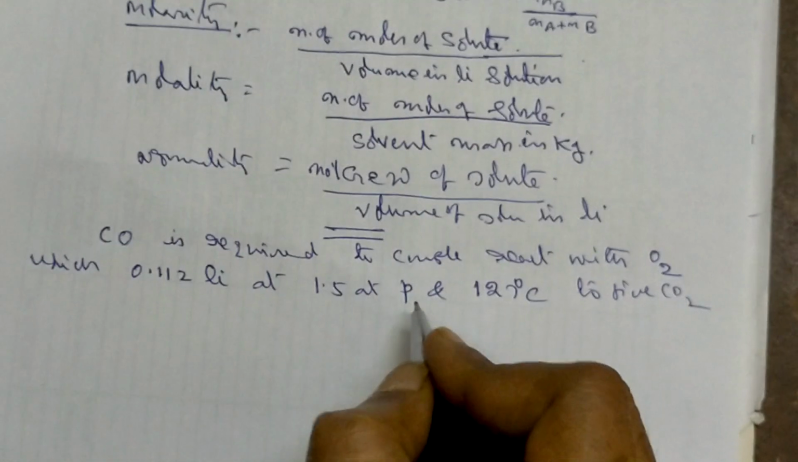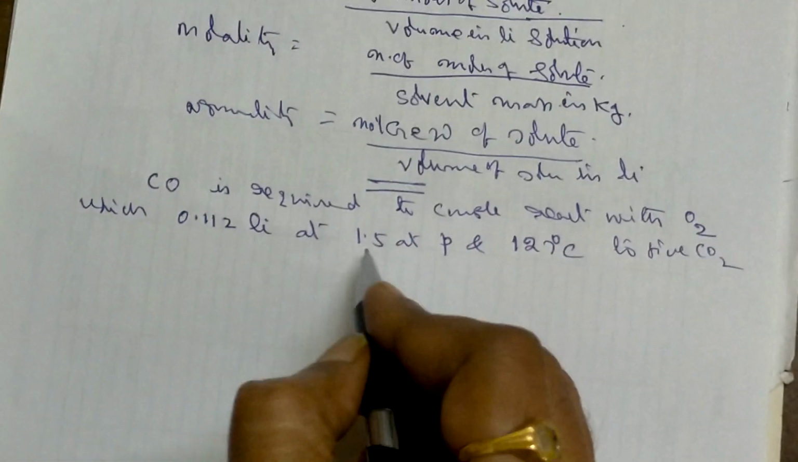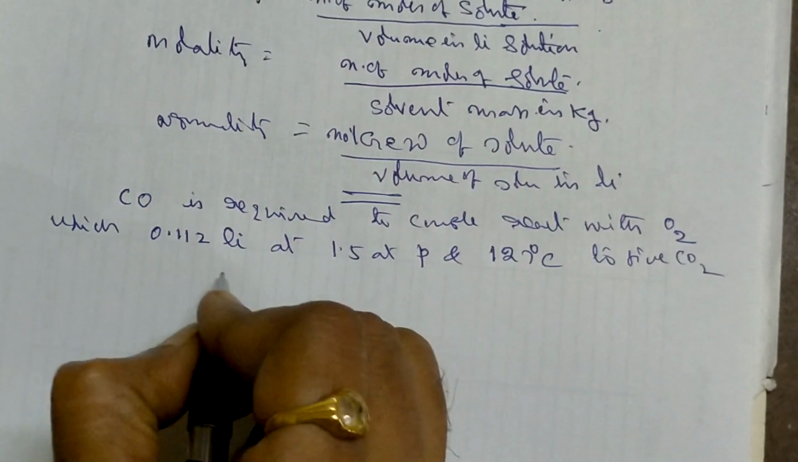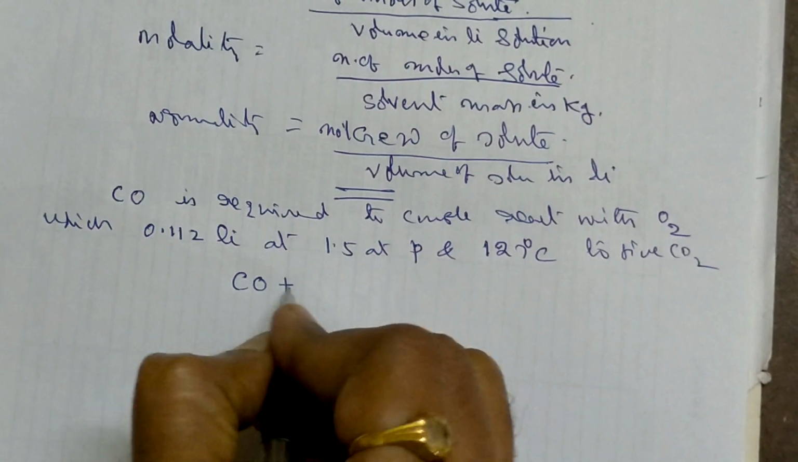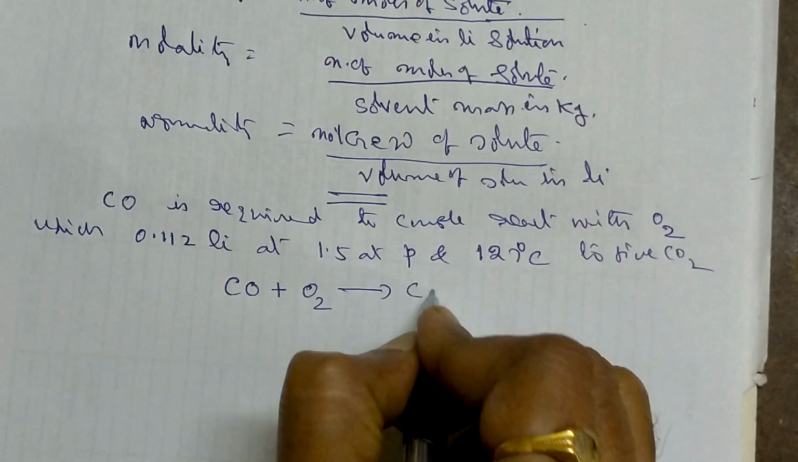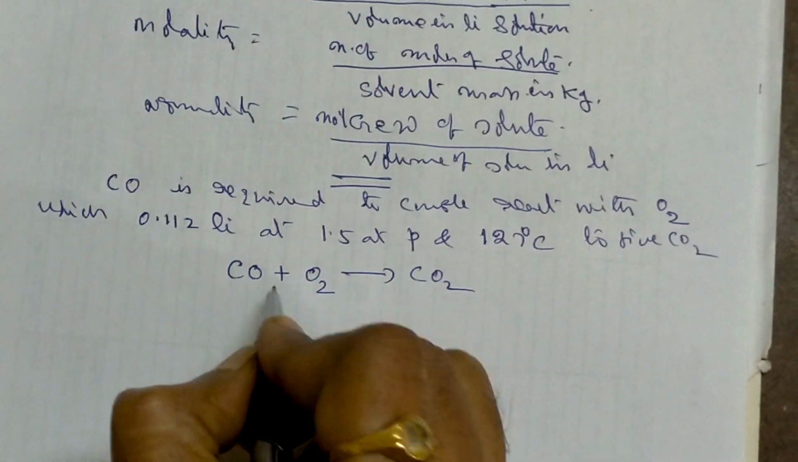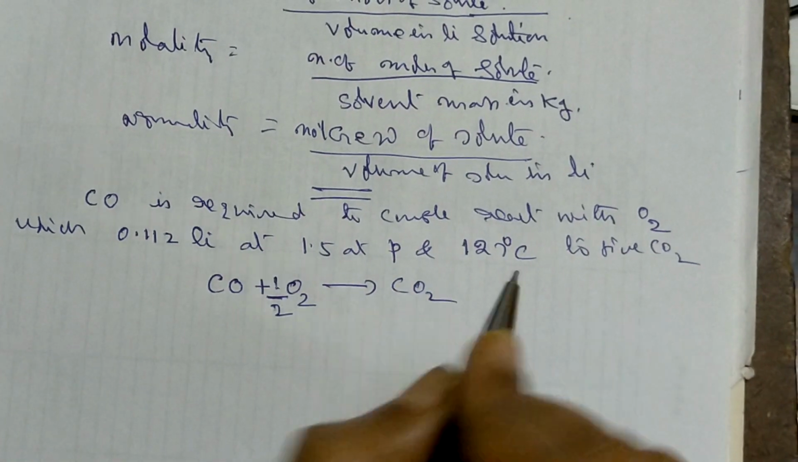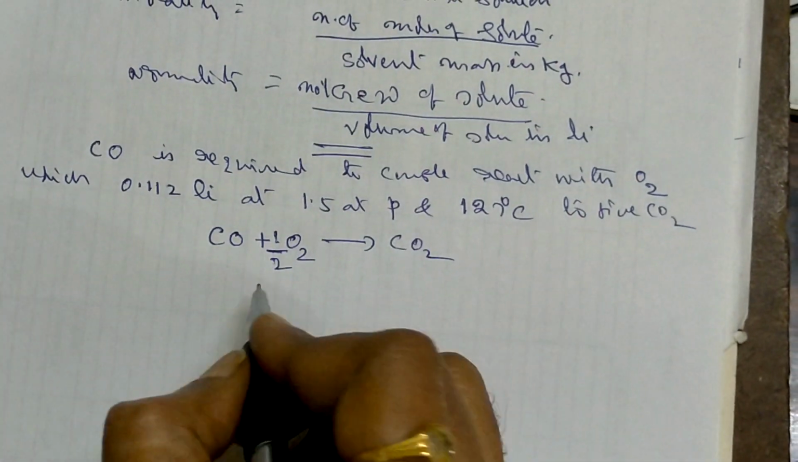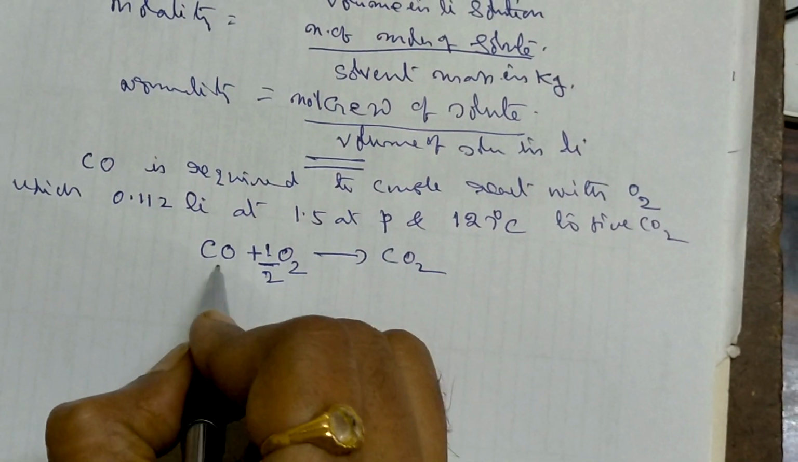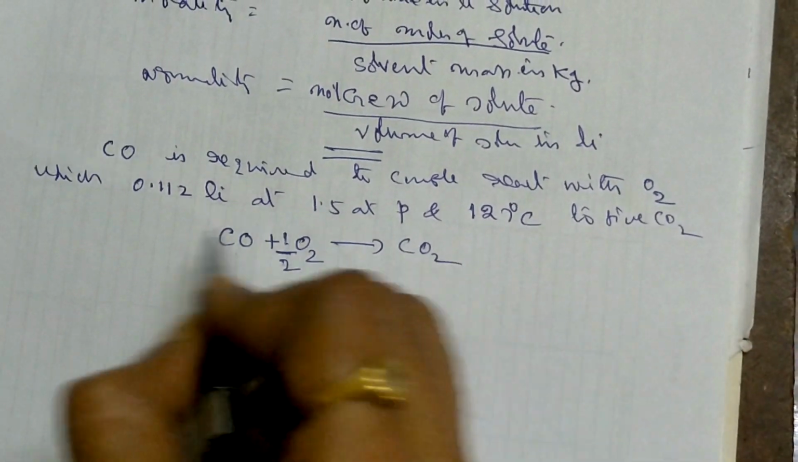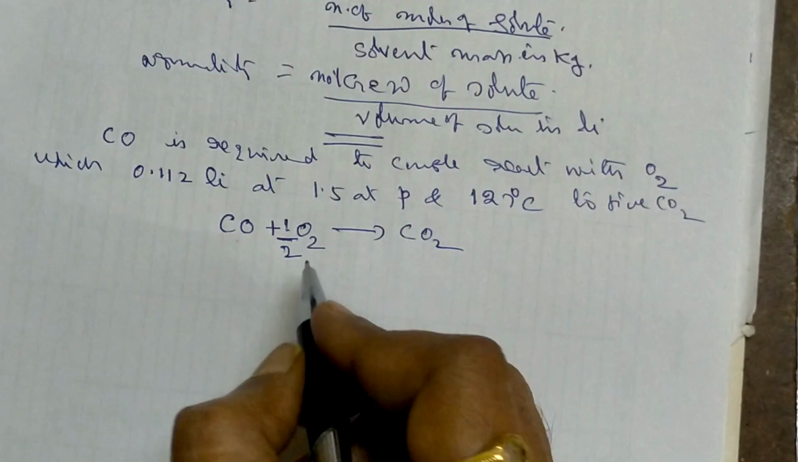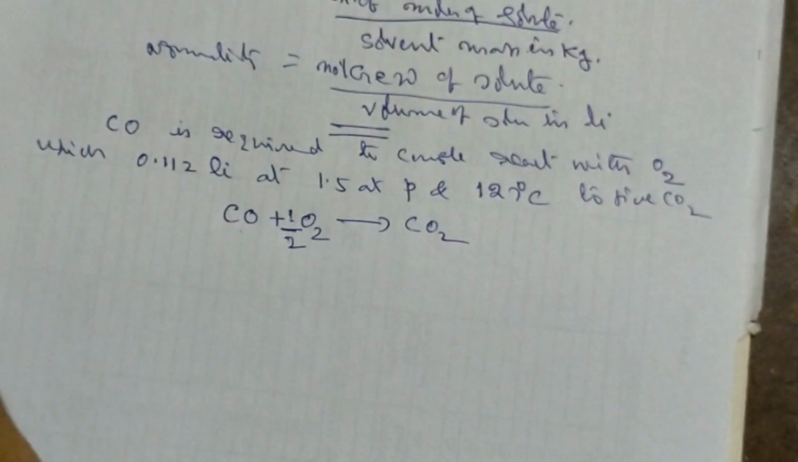Normally we are calculating at STP or NTP conditions. Here it is a different pressure and different temperature. What is the chemical reaction? CO is reacting with oxygen, and CO2 is forming. Balanced equation for easy comparison: CO plus half O2 gives CO2. This is a balanced stoichiometric equation. Now what was asked: how much CO is required to completely react with 0.112 liters of oxygen. Both are volumes, but the conditions are different.